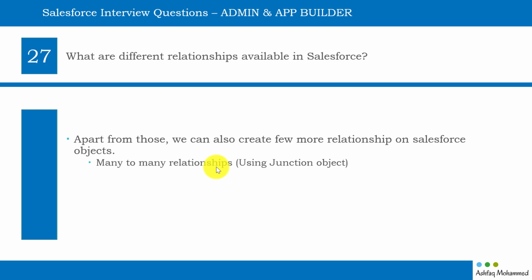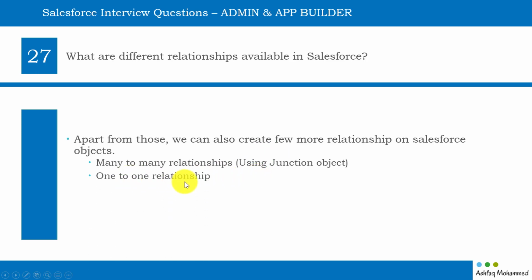Let's say one record of object A should be associated with multiple records of object B, and vice versa. That means one record of object B should also be associated with multiple records. I can give you a best example like student and course, right? One student can enroll into multiple courses, and one course can have multiple students. So in those situations, we can use a junction object and create relationships. That is nothing but a many-to-many relationship.